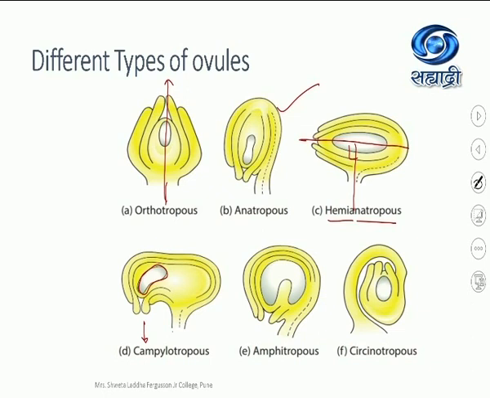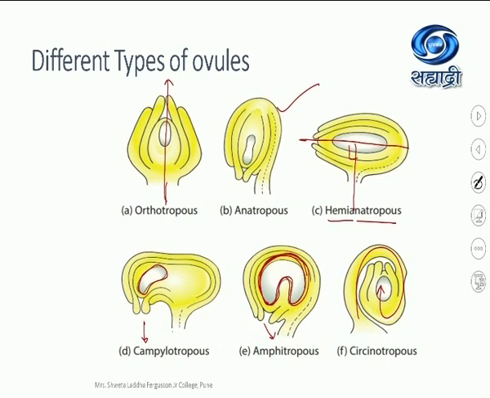In amphitropous ovule, you will see the nucellus becomes horseshoe shaped. If the nucellus is horseshoe shaped and the micropyle is coming towards the funicle, it is called amphitropous. And last, if the ovule is taking a 360 degree turn, then we call it a circinotropous ovule. Complete turn, 360 degrees. So these are the different types of ovule, but the most common type of ovule is anatropous ovule.